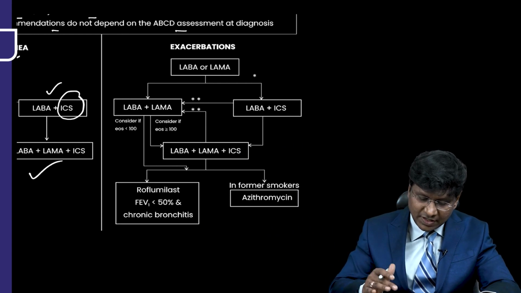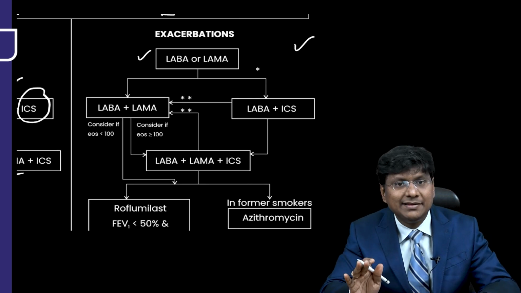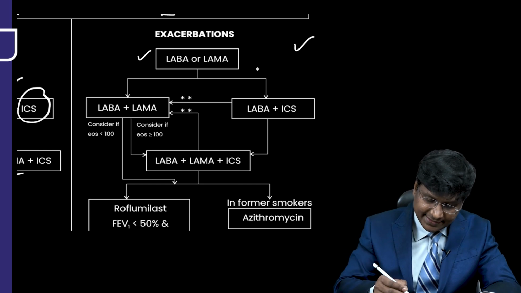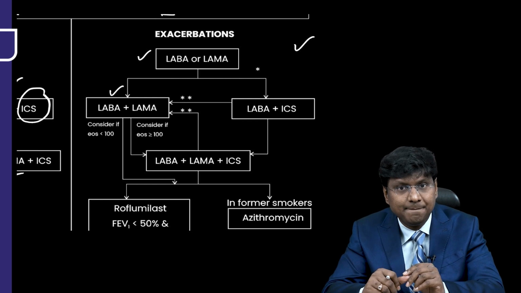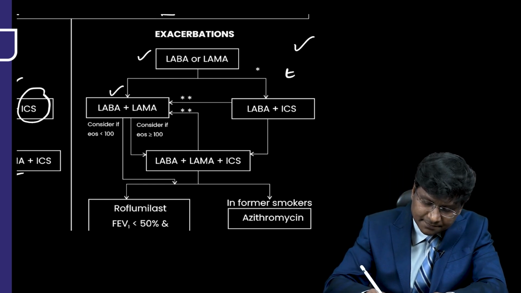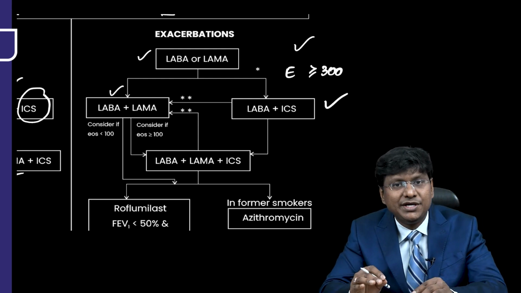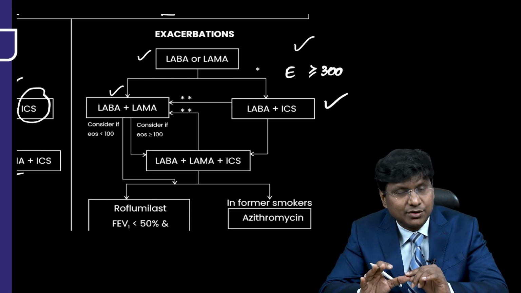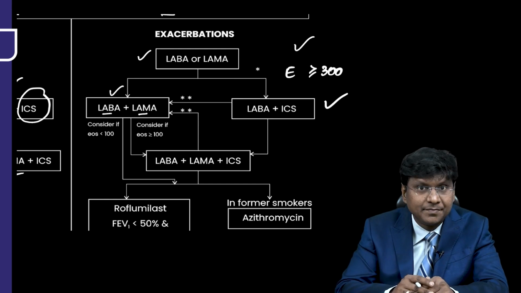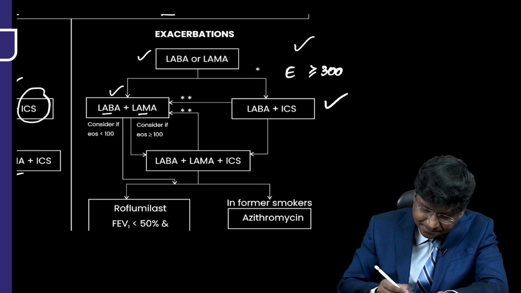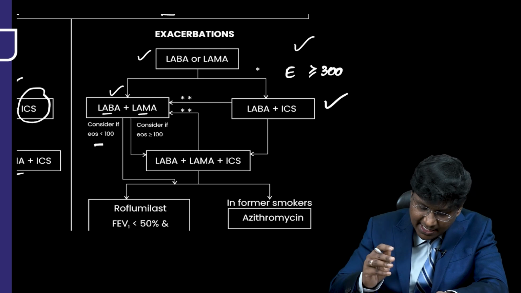Then what about the exacerbations? Even for the exacerbations, you initially start with either LABA or LAMA, right? Then if the improvement is not there, combine this LABA and LAMA. Or if the eosinophil count in case of the exacerbation is more than or equal to 300, then you need to combine LABA with inhaled corticosteroids, right? And in the first scenario, where you are combining LABA with LAMA, you need to consider roflumilast if the eosinophil count is less than 100.